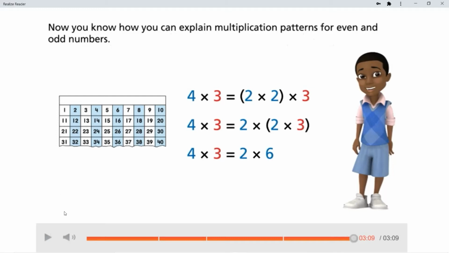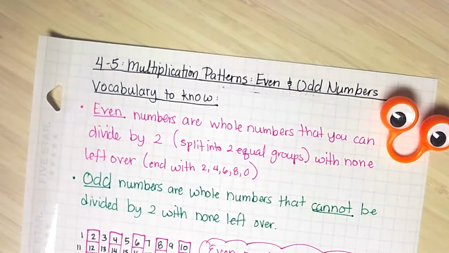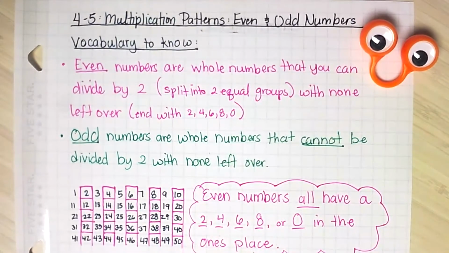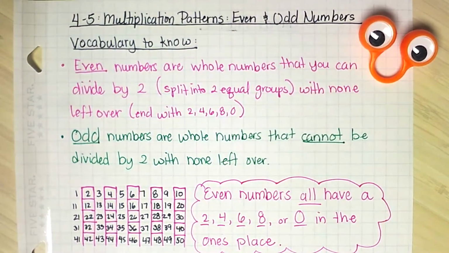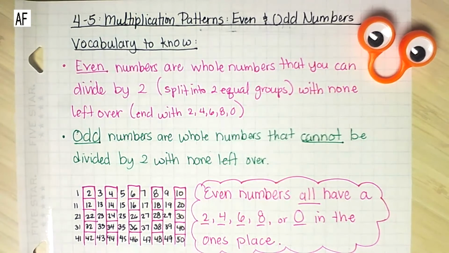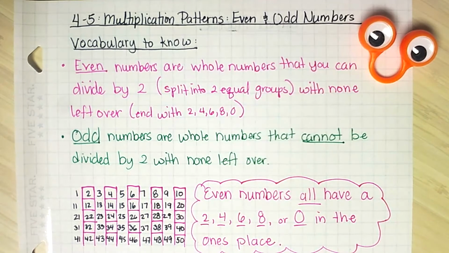All right, let's go ahead and take a look at our notes. So I'm going to stop sharing this for a moment, and we're going to go over our notes for this lesson. So again, we have our lesson title up at the top: multiplication patterns, even and odd numbers. Now, words that we need to know. We need to know what even means.